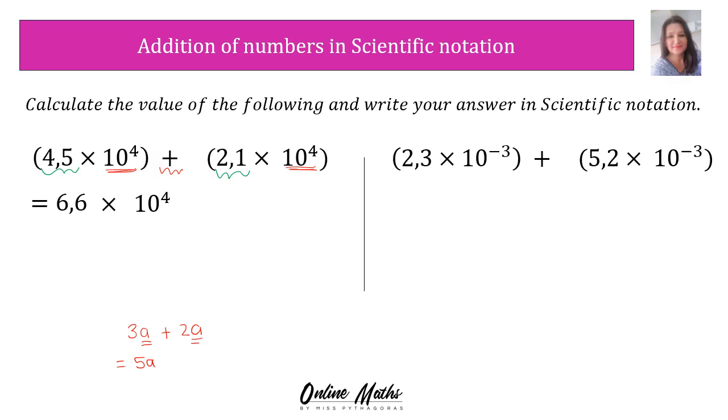2.3 times 10 to the negative 3 plus 5.2 times 10 to the negative 3. So they are exactly the same. Then we can simply say 2.3 plus 5.2 is 7.5 times 10 to the negative 3.